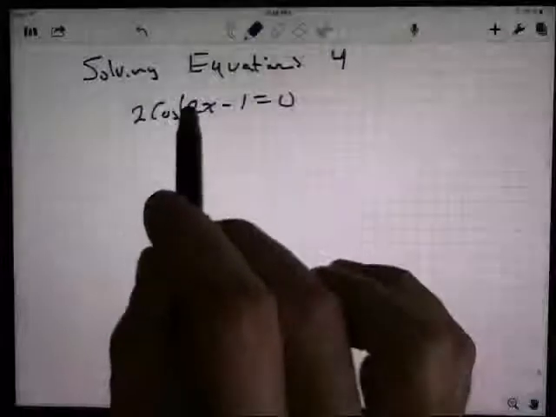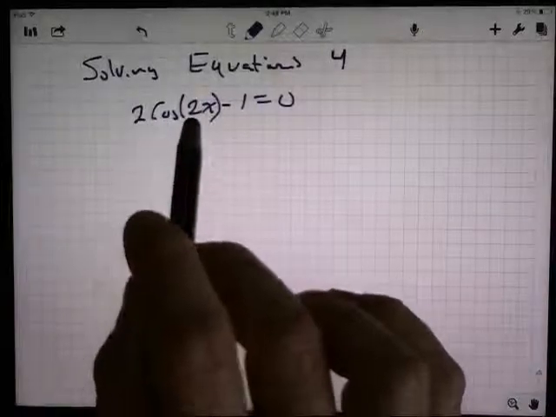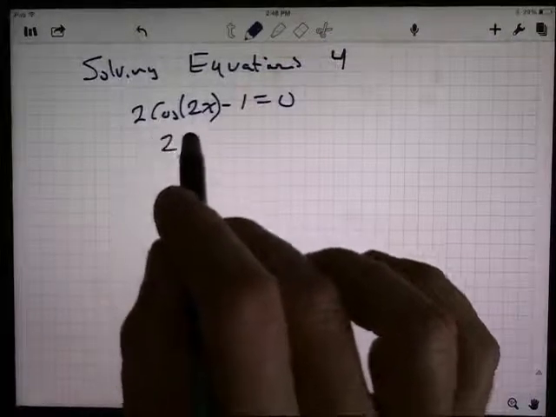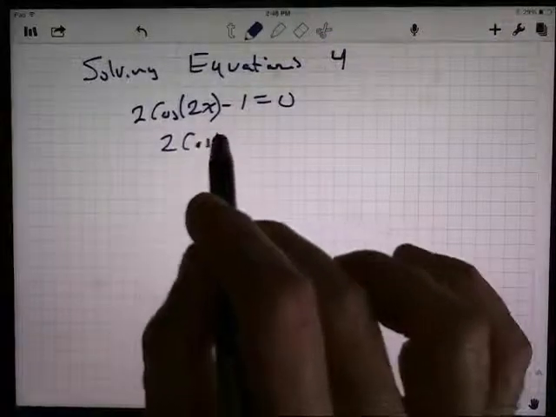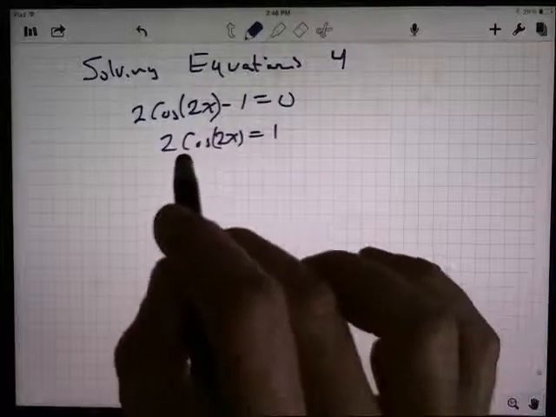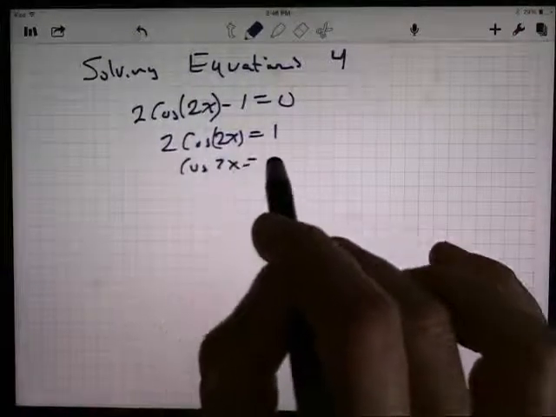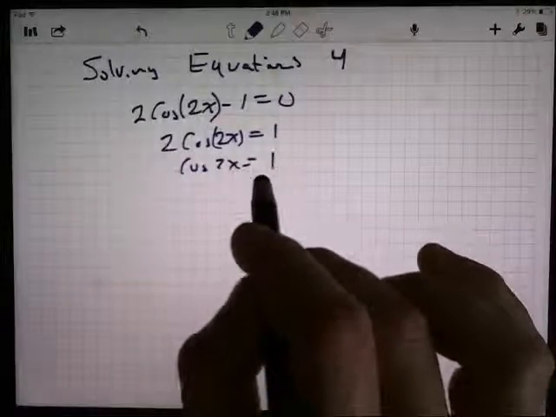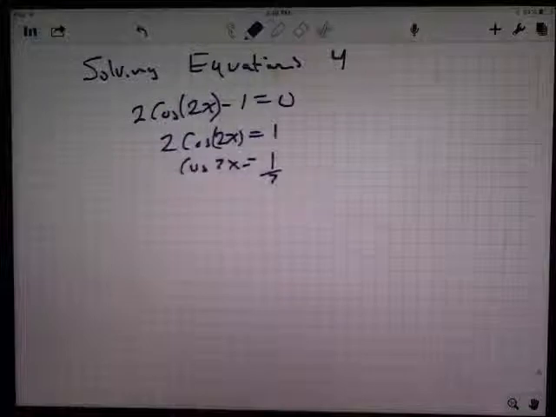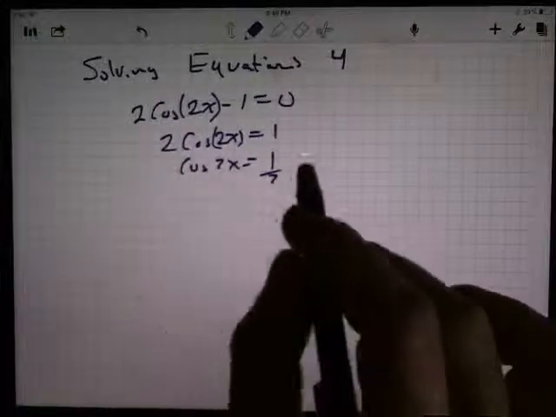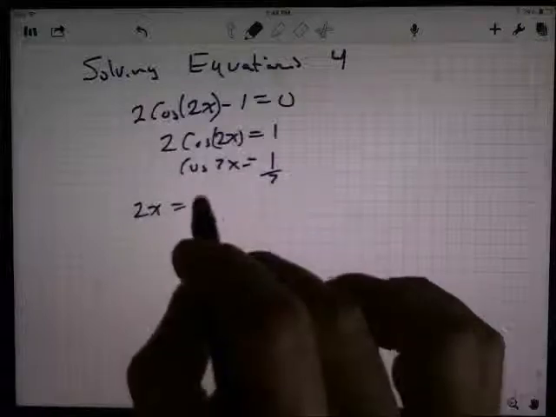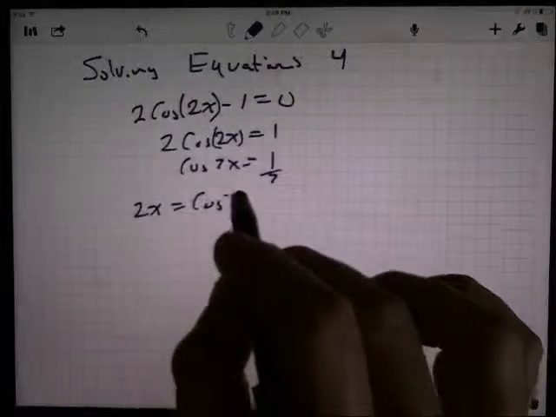This is 2 times the cosine of 2x minus 1 equals 0. I'm going to solve it in a similar way to, I think, the very first example we did in the first video. So add the 1 to both sides, divide by 2, cosine of 2x equals a half. By taking an inverse cosine of both sides, I can figure out what 2x is. 2x is the inverse cosine of a half.